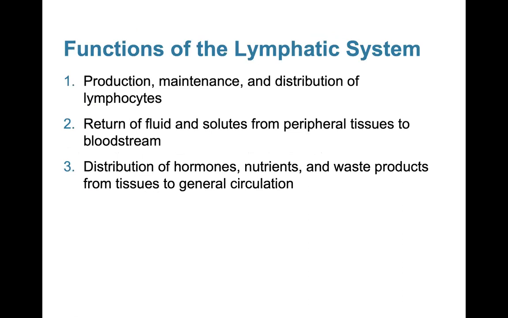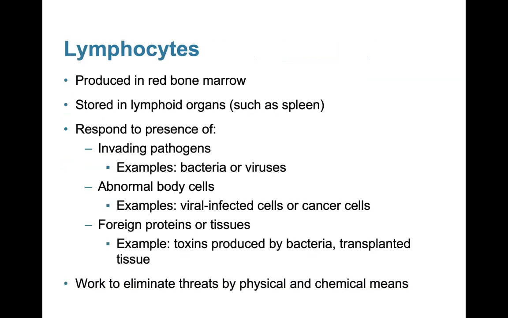Now, the functions of the lymphatic system are production, maintenance, and distribution of the lymphocytes, the return of fluid and solids from peripheral tissues to the bloodstream, and the distribution of hormones, nutrients, and waste products from tissues to general circulation. The lymphocytes are produced in red bone marrow. They are stored in lymphoid organs, such as the spleen, and they respond to the presence of invading pathogens, abnormal body cells, such as cancer cells, and foreign proteins or tissues, such as toxins that might be produced by bacteria, or even mistransplanted blood or a transfusion reaction.